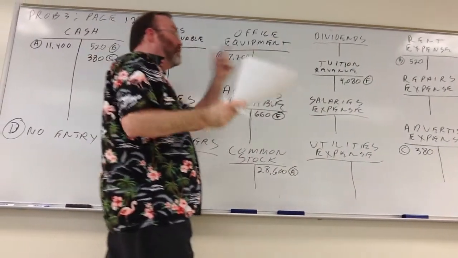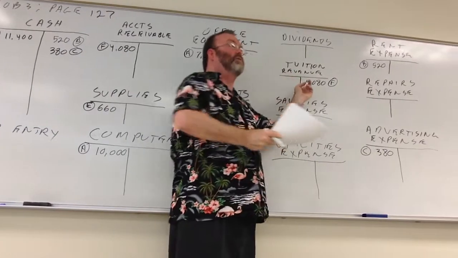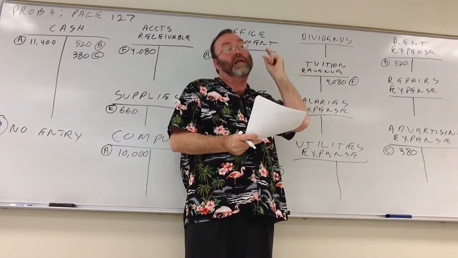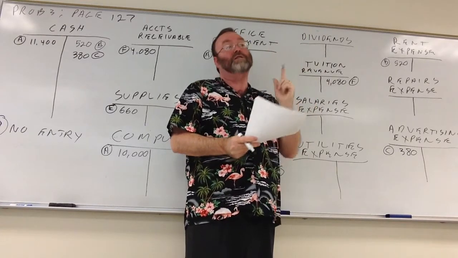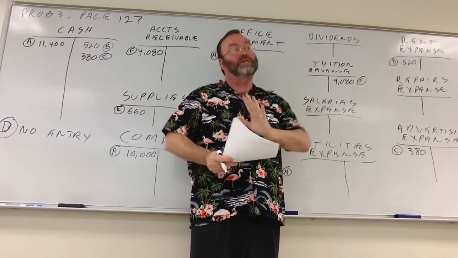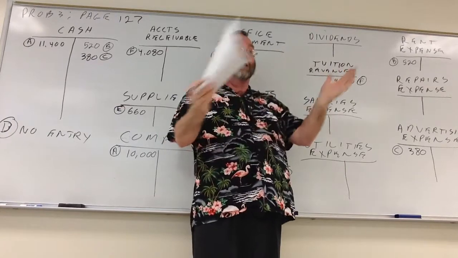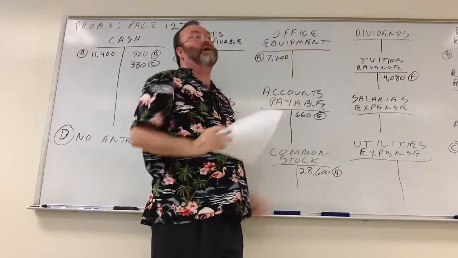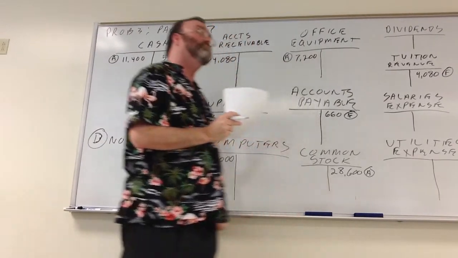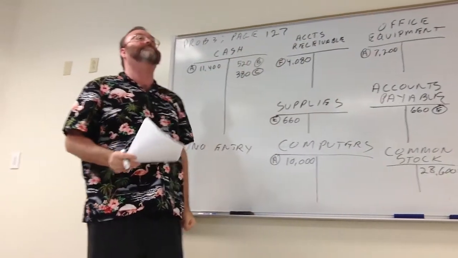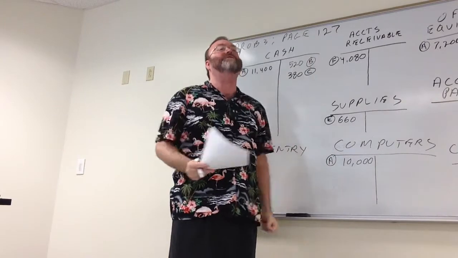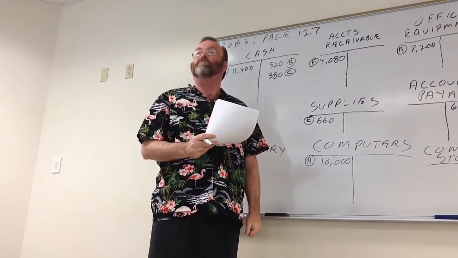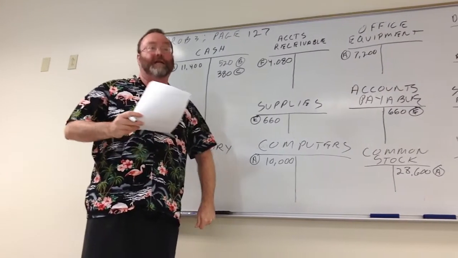Because what does that do to stockholders' equity? Revenue that you earn is going to increase net income, which increases retained earnings, which increases stockholders' equity. And stockholders' equity, just like liabilities, are increased with credits. Accounts receivable is an asset. That's money that is owed to you by your, in this case, students. And will eventually, hopefully, be turned into cash.